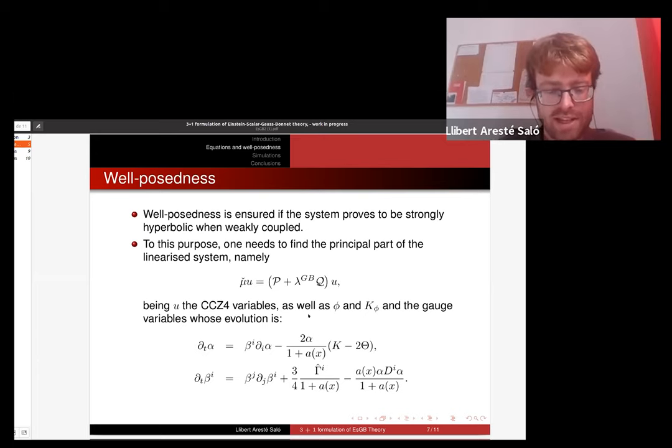The evolution equations of the CCZ4 variables are the degrees of freedom of the system, and we have chosen the degrees of freedom so that we obtain this evolution equation here, which is a modified version of the puncture gauge evolution equations that are well posed and form a well-posed 3 plus 1 problem in GR.